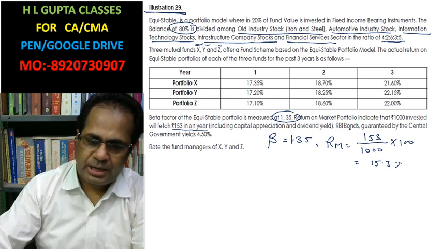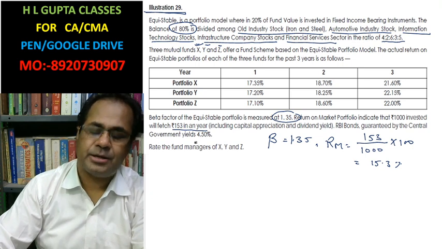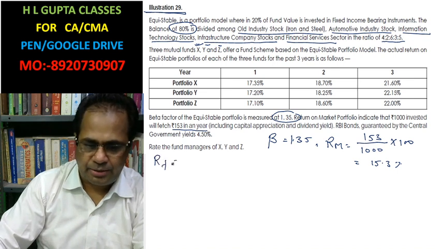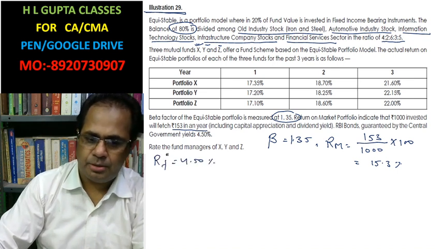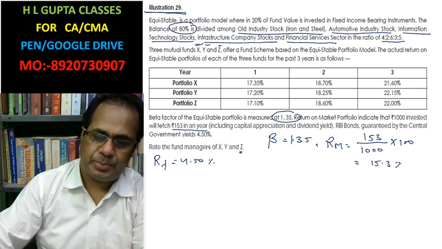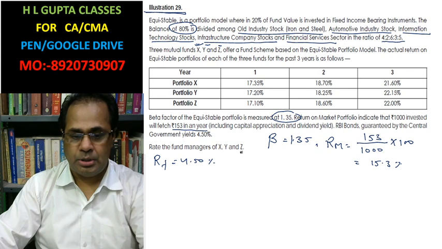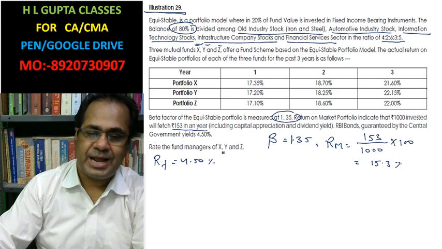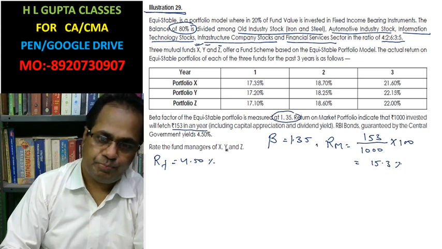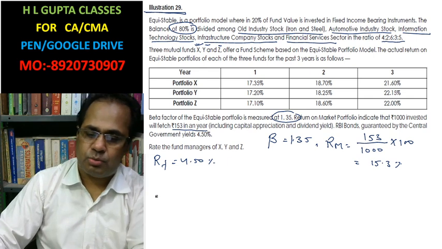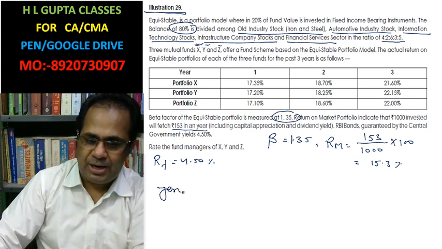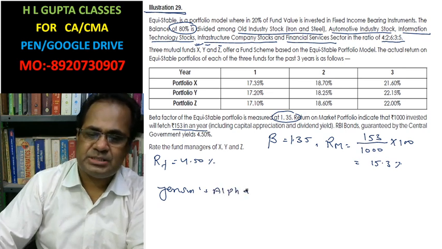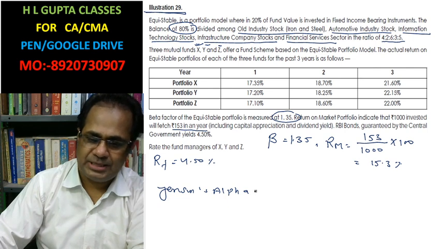Securities granted by the central government yield, this is a risk-free rate of return, and this risk-free rate of return is 4.50%. What is the rank of the fund managers X, Y, Z? Now you have to find the ranking of the fund managers. So in this case, you need to calculate Jensen alpha of each portfolio manager X, Y, and Z.